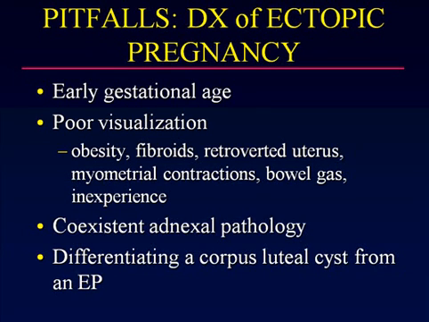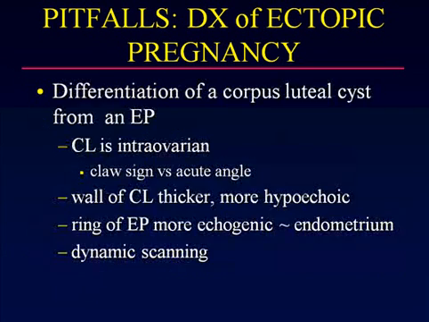The presence of coexistent adnexal pathology can also decrease your ability to evaluate the pelvis and identify an ectopic pregnancy. So a patient who has a dermoid or some sort of adnexal mass, again, it's just harder to visualize any other adnexal structure. But another very common problem is the difficulty in differentiating a corpus luteal cyst from an ectopic pregnancy. There are several things, though, that you can use to help you make that differentiation.